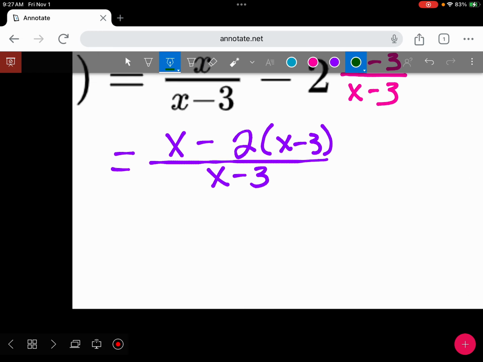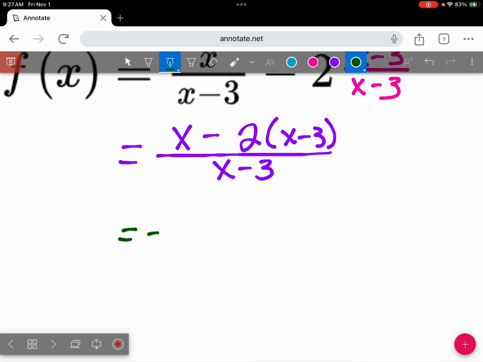What do we get when we simplify this? Yep, so we have x minus 2x plus 6. So x minus 2x minus 1x plus 6 over x minus 3. Because we just simplified it here. And you don't have to put the 1 there. Minus x plus 6 over x minus 3.